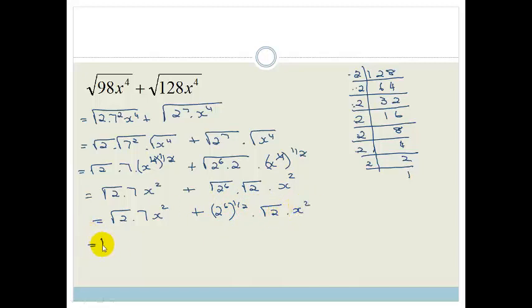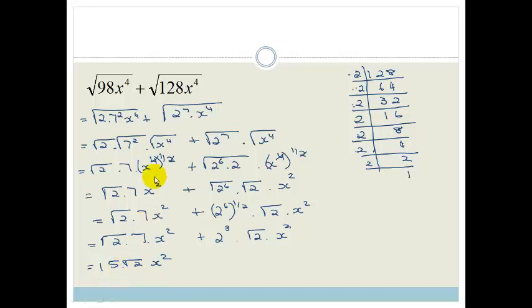So again, I know I'm being tedious, but I would rather be tedious and you guys understand what I'm doing. So this here becomes 2 to the power of 6 times a half. A half of 6 is 3. So it's 2 to the 3 root 2 x squared. And 2 to the 3 is 8, and 8 and 7 is 15. So we end up with 15 root 2 x squared. And that is your final answer.